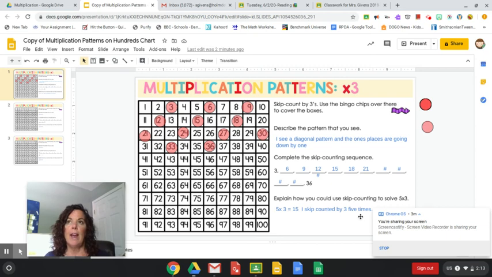So if I had 4 times 3, I could just go 1, 2, 3, 4, and the answer would be 12. Or I could also do it here. What's 4 times 3? Just count over 4. 1, 2, 3, 4, and the answer would be 12. So that's how we use skip counting to solve multiplication problems.